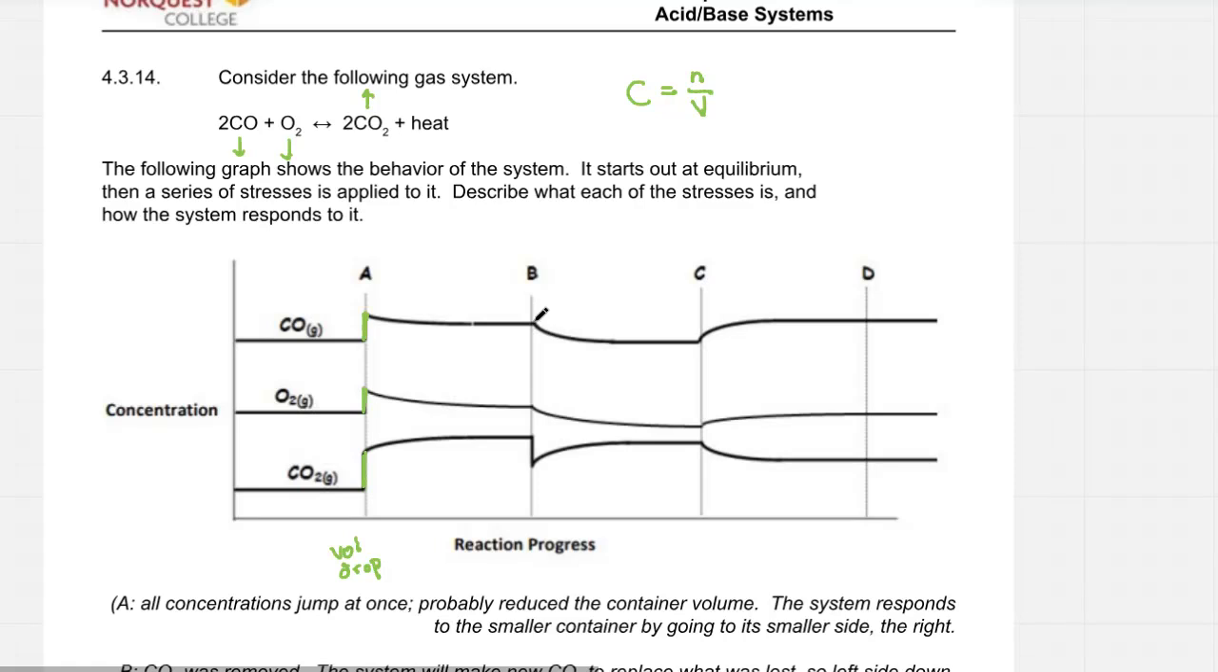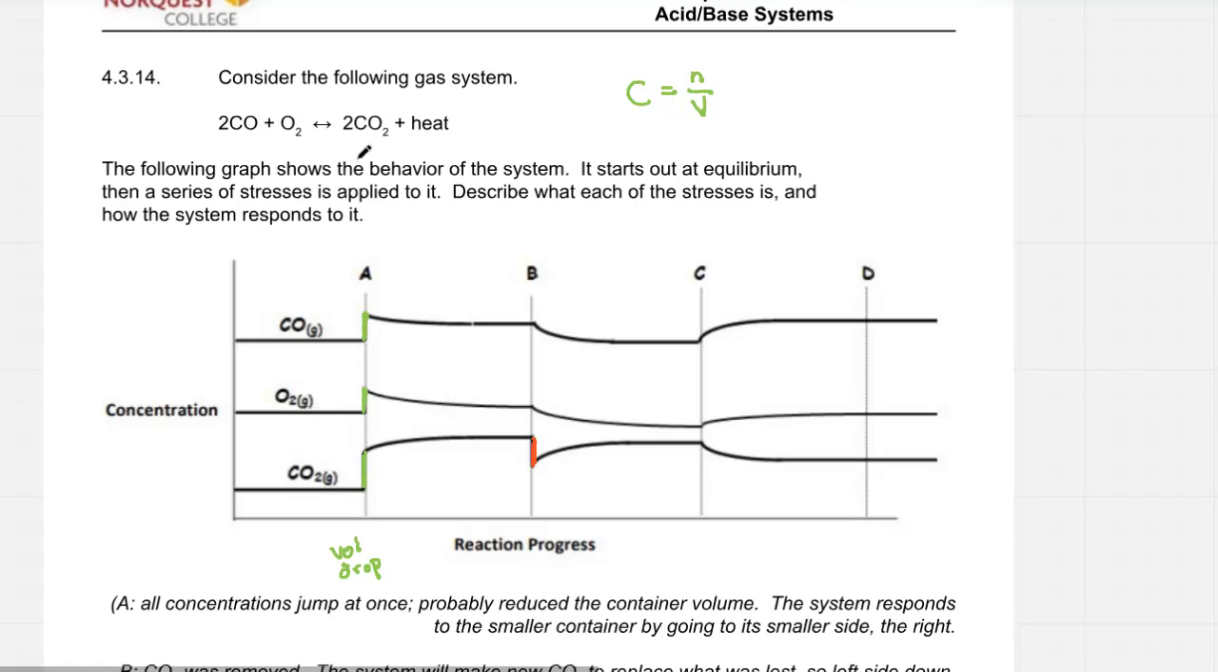Then at B, we mess with it again, and what do we see? Nothing happens immediately to the CO. We don't see a big up or down here, or to the oxygen, but look at this. We do get a sudden, abrupt drop in the carbon dioxide. If you have a single line like this, that should mean that somehow we just extracted some carbon dioxide from the system. You'd have a purge valve or something where you could force out this gas. So some of the carbon dioxide disappeared really quickly, and after that, the system is going to react.